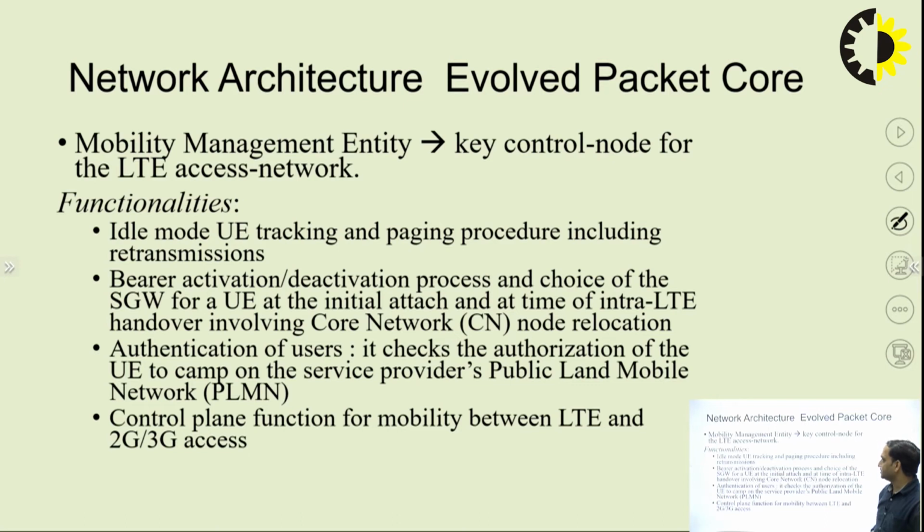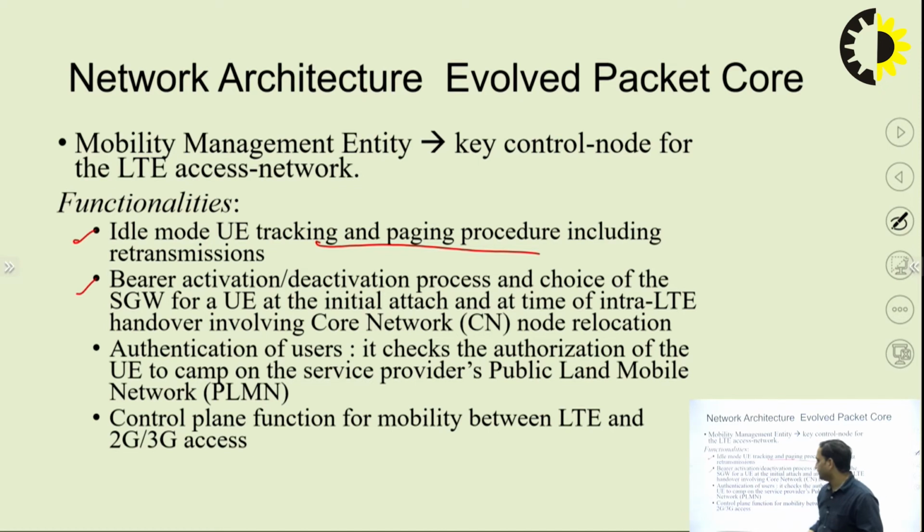Now the network architecture, evolved packet core. In that, the mobility management entity: what are the different functionalities in this network? First is the idle mode. In that, the UE tracking and the paging procedure, including the retransmission of signals which are lost somewhere due to the fading nature of the channel and so on. Different issues may occur, so because of that, retransmission can occur continuously when we have the mobility management entity.